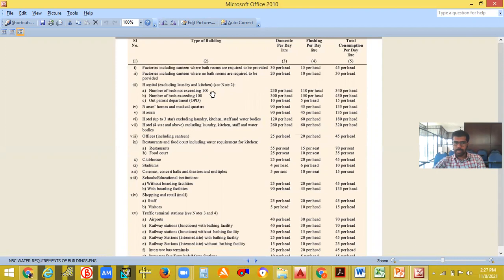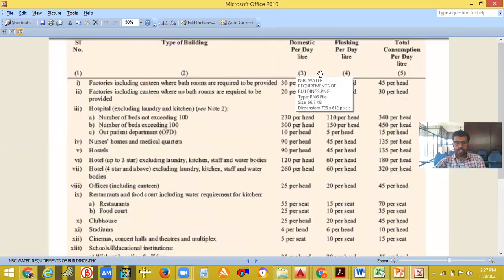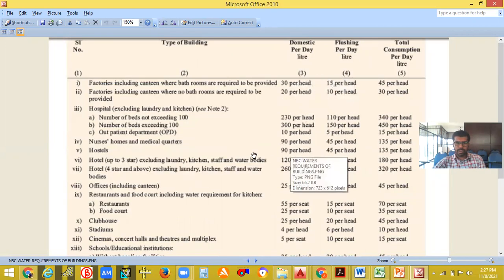per head. You can see here domestic it is 90 per head. So one person uses 90 liters of water per day. That's what it means. They use 90 liters of water per day for domestic only. Domestic in the sense they might be using it for bathing and washing, and all those things come under domestic. And flushing, you will be using for the water closet only, for flushing out. So 45 liters per day per head. So 90 liters for domestic as well as 45 liters for flushing.